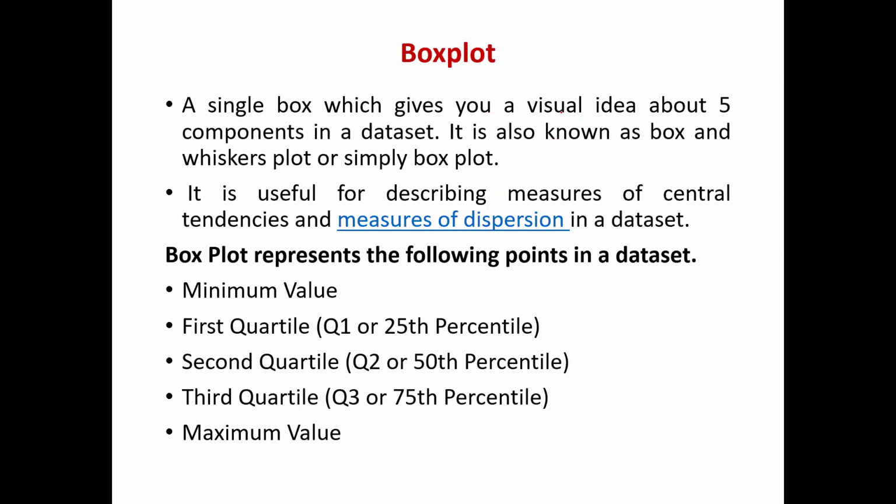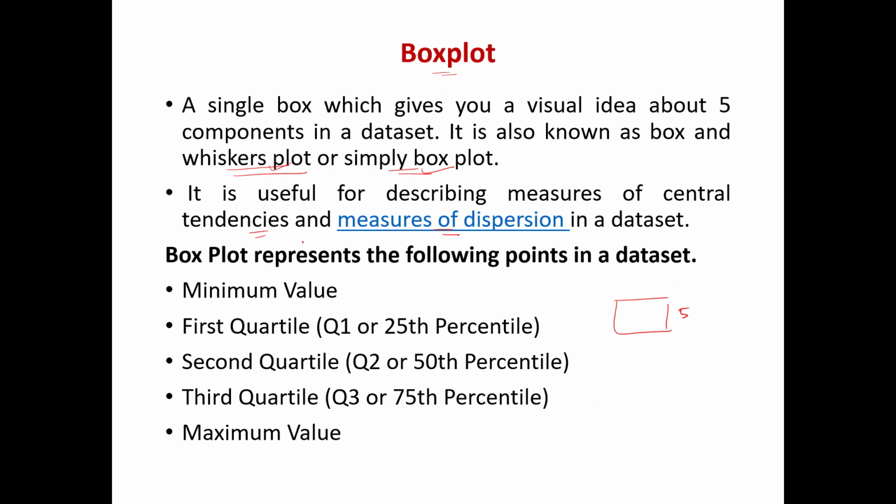The next one is very important, that is the box plot. A box plot is nothing but a single box which gives us a visual idea about 5 components in a data set. It is also known as a box and whisker plot, or simply a box plot. We can also call it a whisker plot. It is useful for describing measures of central tendency and measures of dispersion.